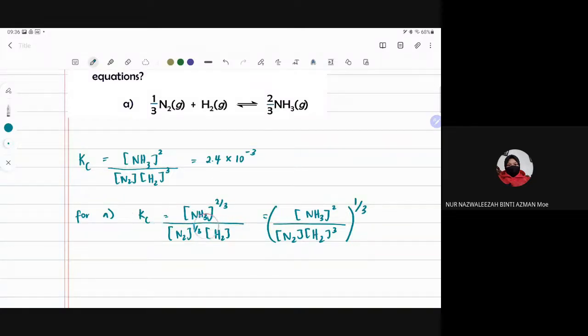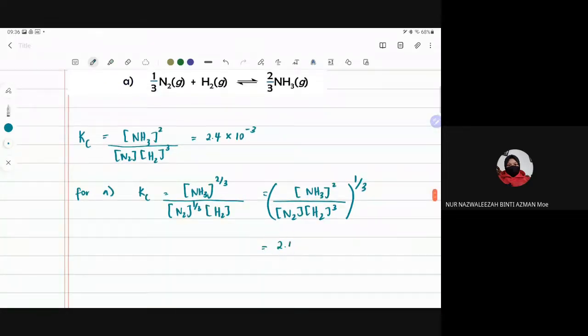Jadi di sini, kita dah ada nilai yang ini. Nilai yang ini sama dengan 2.4 darab 10 negatif 3. Jadi ini bersamaan dengan 2.4 darab 10 negatif 3 to the power of 1/3. Dan kita akan dapat nilainya 0.133, 0.134. So this would be the final answer untuk A.